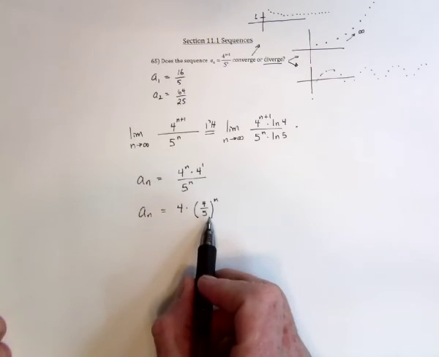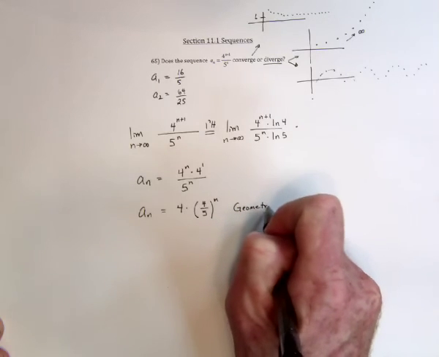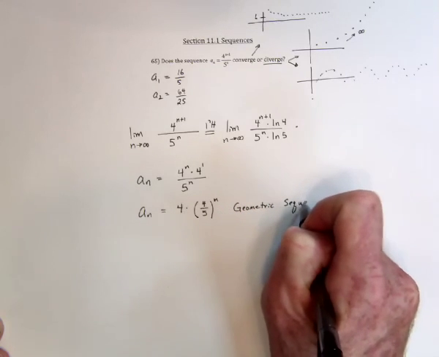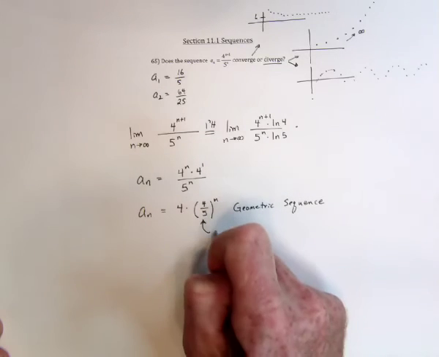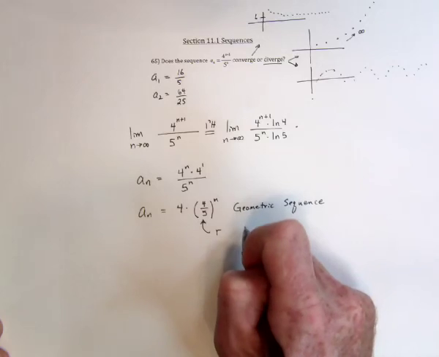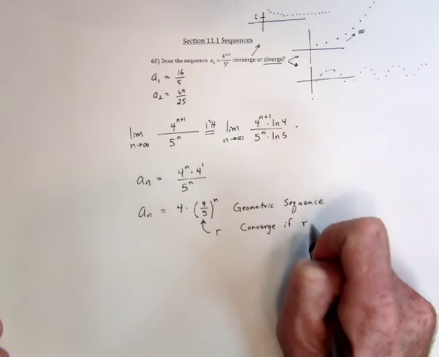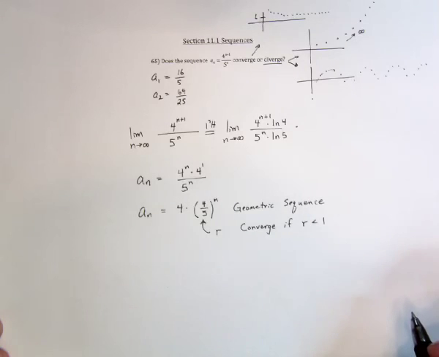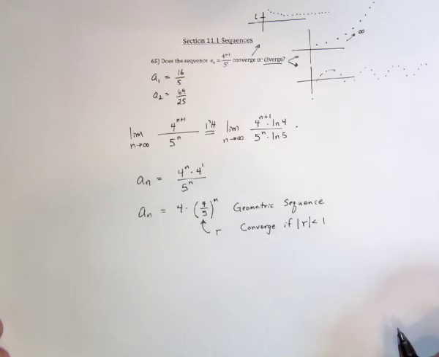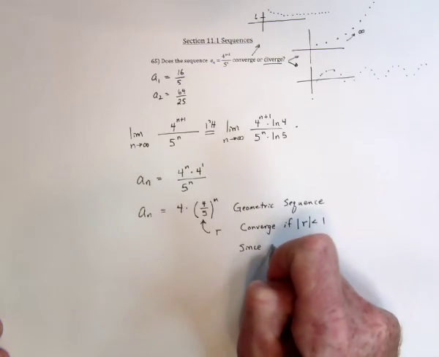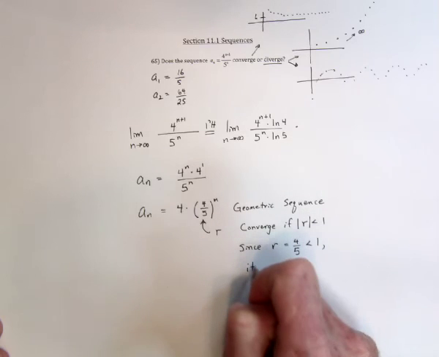When a sequence is in this form, this is called a geometric sequence. The number that's being raised to the exponent is called r. A geometric sequence will converge if r is less than 1. It's actually possible that r can be negative, so technically we say if the absolute value of r is less than 1. With this one, since r equals 4/5 is less than 1, it converges.